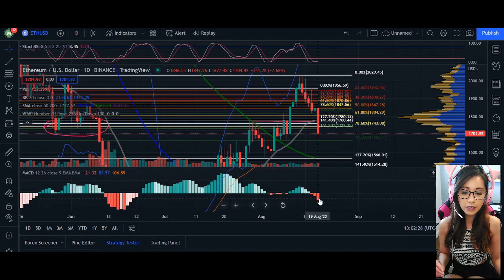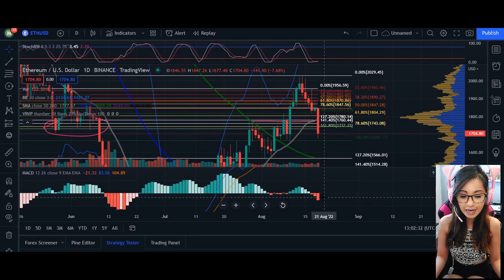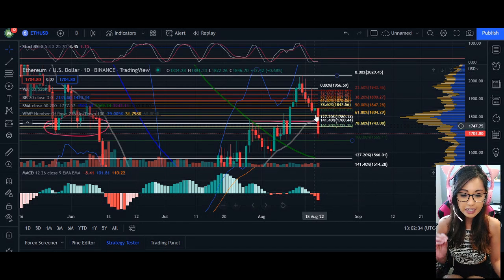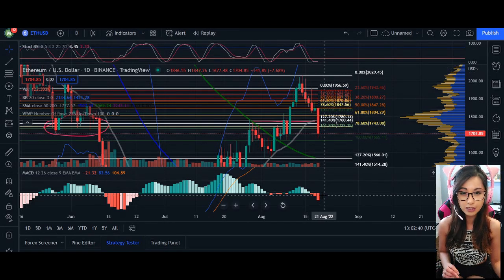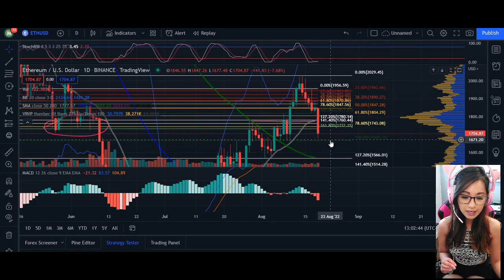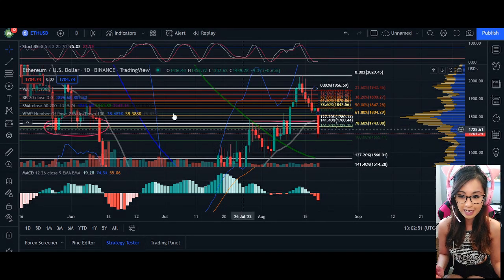So what we need to monitor on a daily average is just making sure that these histograms or these bars itself is getting smaller in size and lighter in color, especially near this area of support at the 1665. If again, this is only the start of this trend, it is going to slice right through this, and the next area of support that we are going to see is generally around the 1592 here.